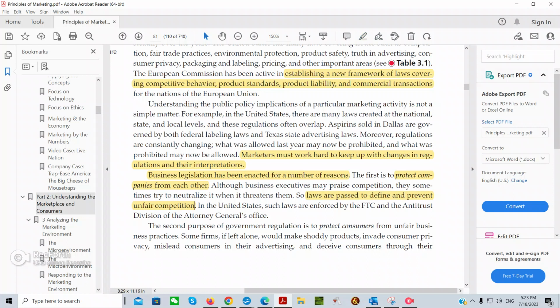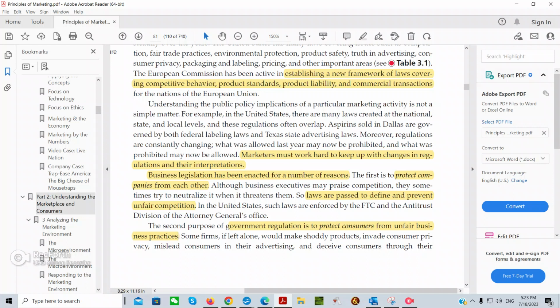In the United States, such laws are enforced by the FTC and the Antitrust Division of the Attorney General's Office. By the way, FTC stands for the Federal Trade Commission. The second purpose of government regulation is to protect consumers from unfair business practices.